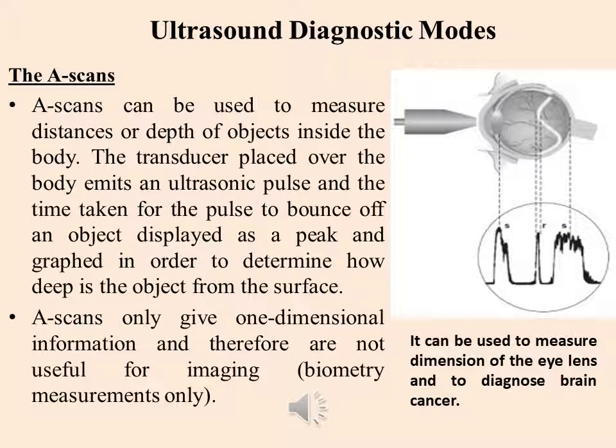Lithotripsy. Ultrasound diagnostic modes. The A scans. A scans can be used to measure distances or depth of objects inside the body. The transducer placed over the body emits an ultrasonic pulse, and the time taken for the pulse to bounce off an object is displayed as a peak and graphed in order to determine how deep the object is from the surface. A scans only give one-dimensional information and therefore are not useful for imaging, only for biometry measurements.